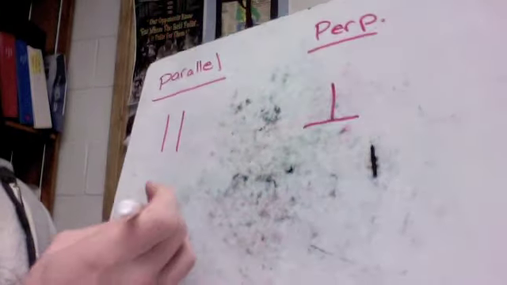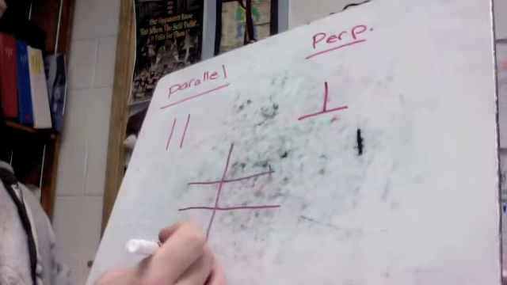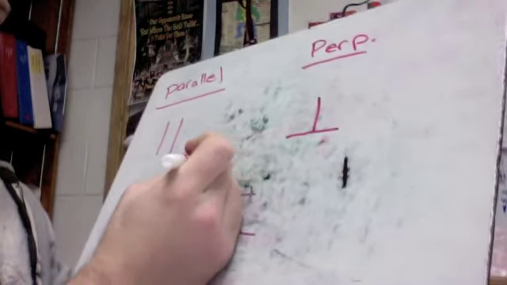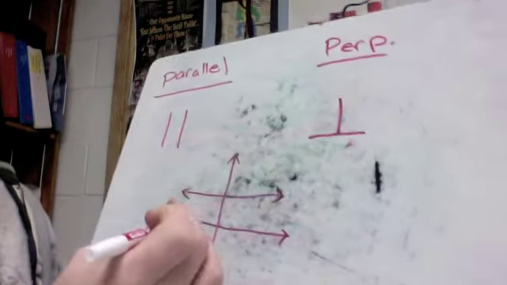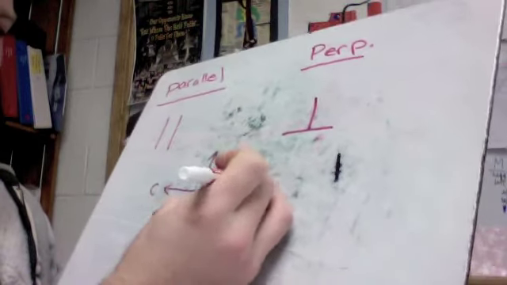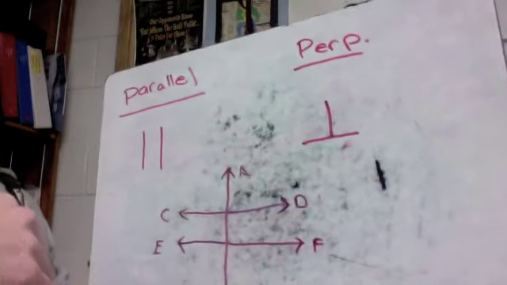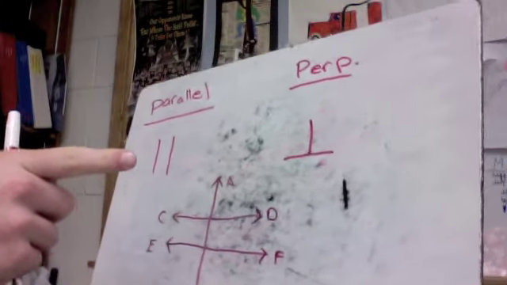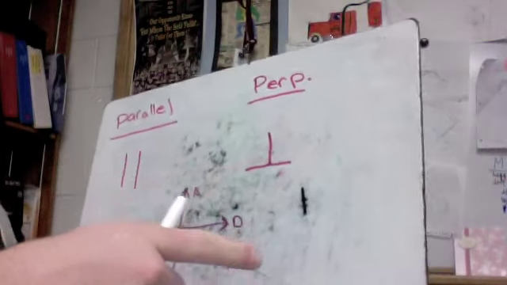So how these would be used. If I've got a picture that looks something like this, and I'm going to draw a picture, I'm going to label a lot of different things here. I'm going to go A, B, C, D, E, F. And we're going to try to come up with as many parallel and perpendiculars as we can to show on here, to show how these symbols are used.